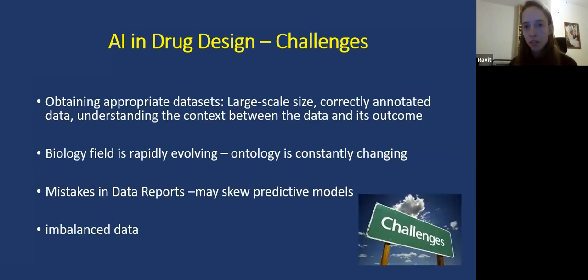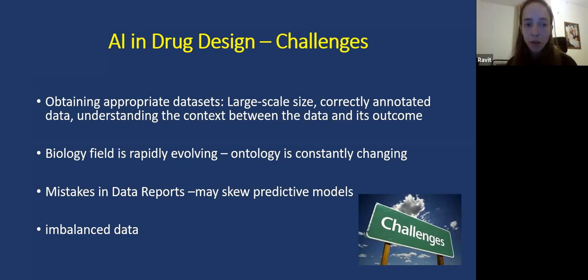There are challenges in implementing AI in drug design. First of all, you need to obtain an appropriate data set. You have to have a large scale data set, with correctly annotated data. Also, you have to understand the context between the data and its outcome. If I'd like to give you an example, for instance, the outcome in preclinical trials in animals may not be the same as the outcome in clinical trials in humans.